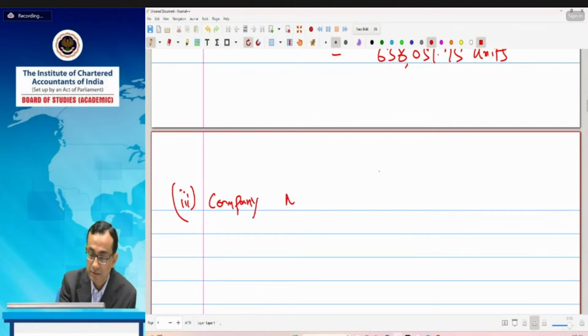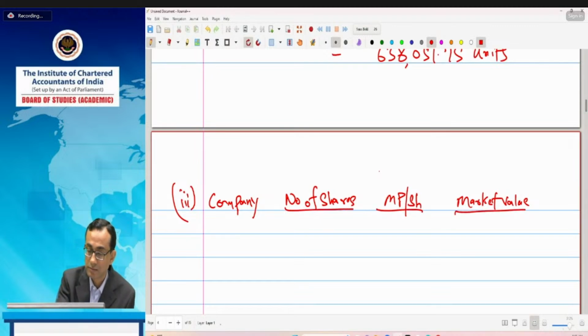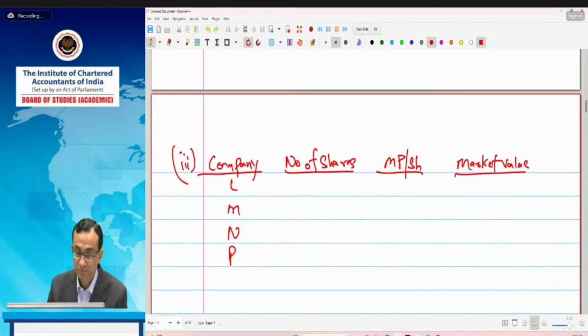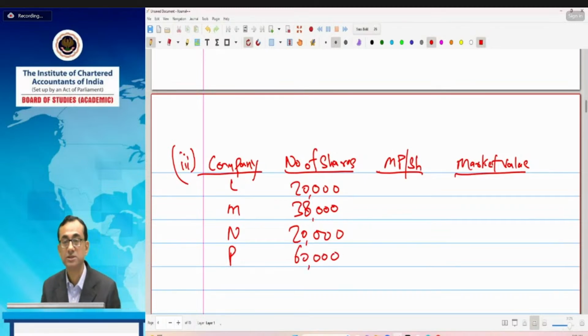Company, number of shares, market price per share, market value. Company name given: L, M, N, P. And number of shares will be the same, 20,000. Now total number of shares are not 30,000, it is 38,000 because of the further investment made by A. 20,000, 60,000.